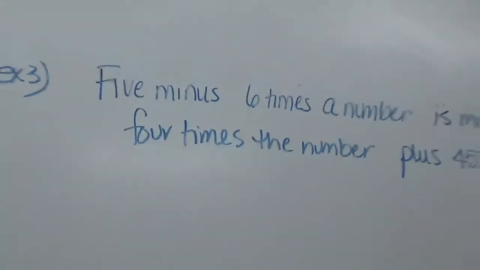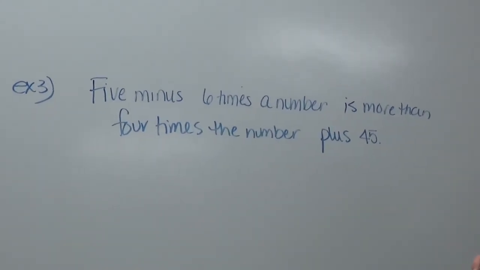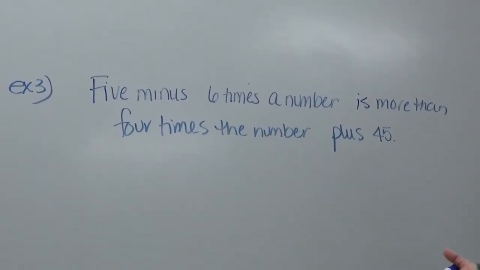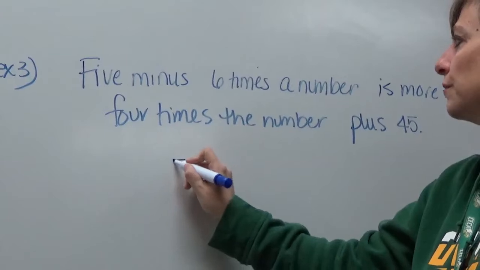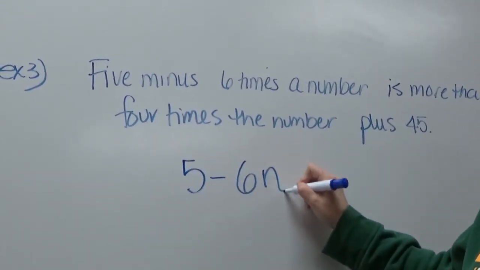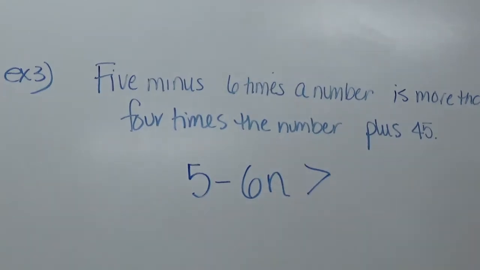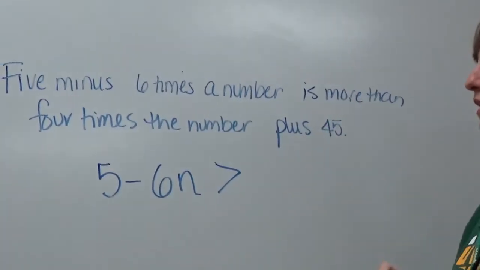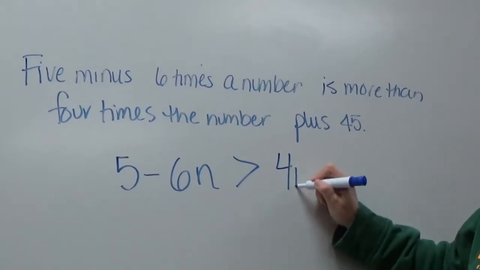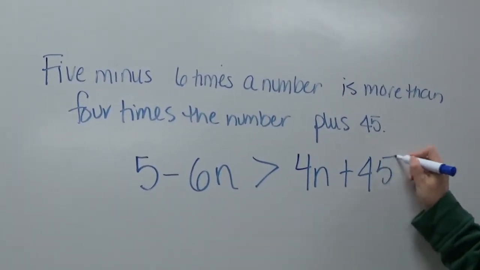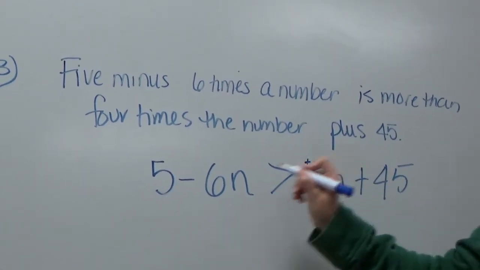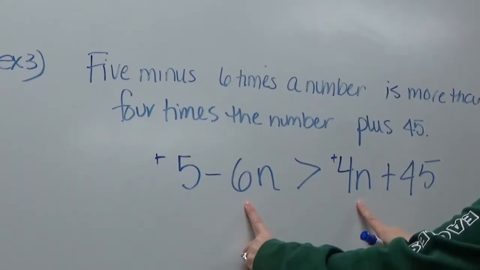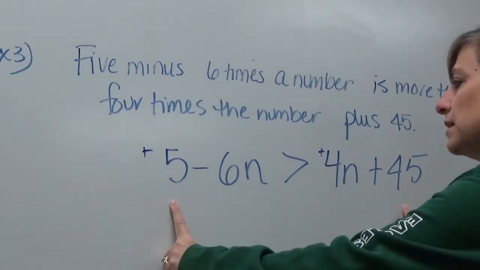The next one: 5 minus 6 times a number is more than 4 times the number plus 45. The directions say write an equation and solve. Okay, 5 minus 6 times the number, I'll call it n, is more than, I know less than makes an L, more than is the opposite, 4 times the number plus 45. Okay, so here's my problem. Notice I have n's on both sides and I have numbers on both sides. So before I do anything else, I have to look at all my signs of everything, and I have to get these n's together by addition and subtraction and the numbers together by addition and subtraction.